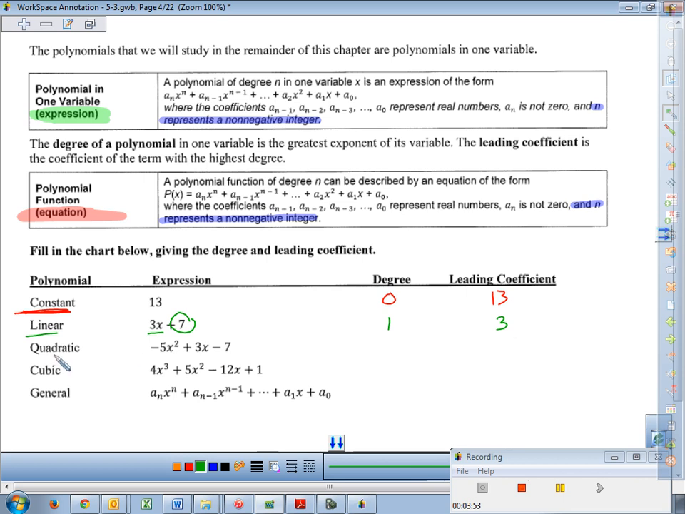One more I'll do with you. Quadratic. Isn't the biggest exponent you see in it a 2? Right? What's the degree of a quadratic polynomial? 2. And the leading coefficient, there's 3 coefficients. There's a -5, there's a 3, and there's a -7. What's the leading coefficient? -5. Try the next one, the cubic one.